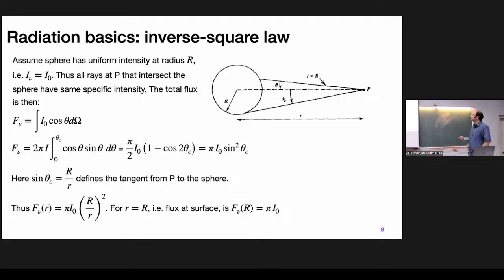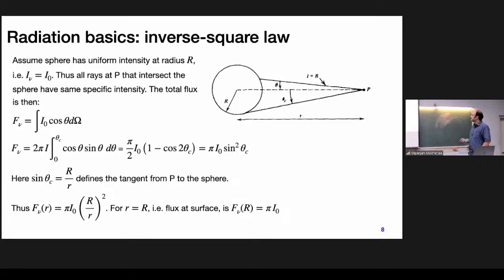Okay, so now what we want to find out is what is the total flux at a point P, which is at a distance r from the center of the sphere, larger than the radius of the sphere. So from the basic definition, F nu is the integral of I naught cos theta d omega. The intensity is the same everywhere. So then the integration will occur over the sphere because this is the body that is emitting the radiation.